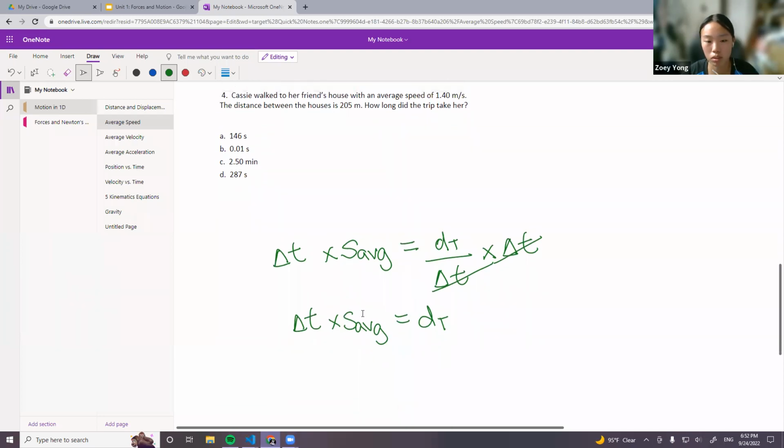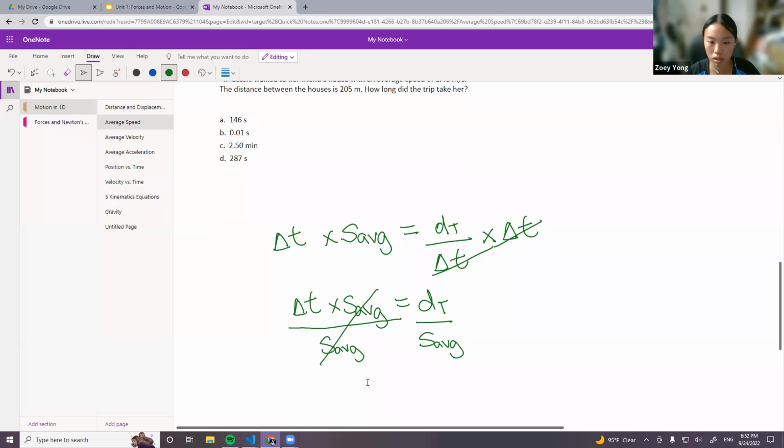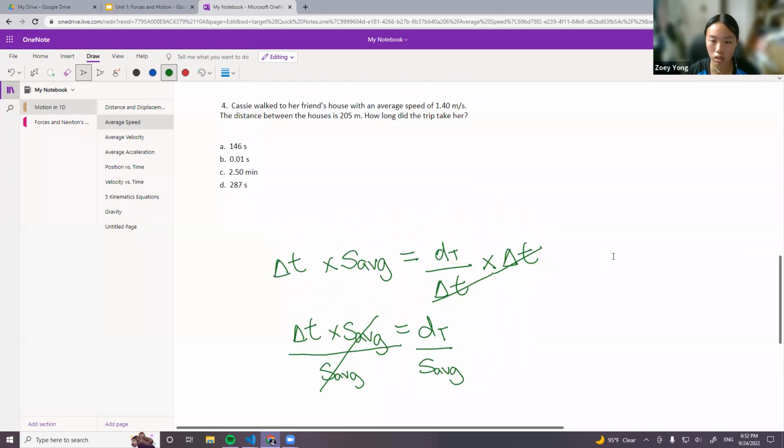But we're not done yet because we want it in just t time. So what can you do next? You can divide both sides by average speed. And if you do that, this cancels out and becomes 1. So your equation is just going to be delta t equals dt over average speed.